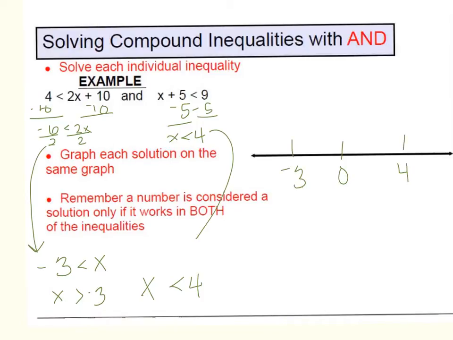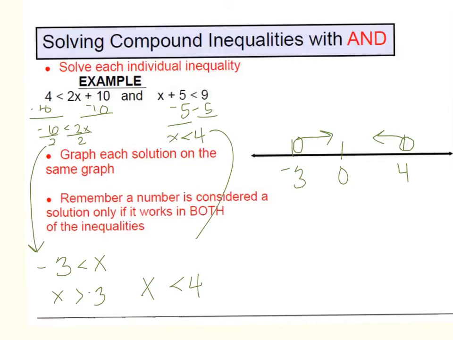Now let's look at what the inequality says. X is greater than negative 3. So we're going to have an open circle on negative 3 and my arrow pointing towards numbers greater than negative 3. And x is also less than 4. So we're going to put an open circle on 4 with our arrow pointing at numbers less than 4.